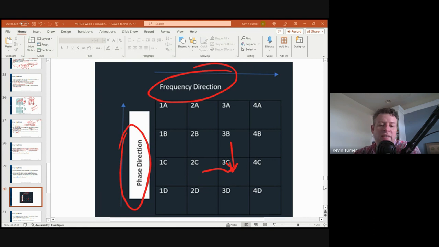Yeah, swapping can also save time. Phase encoding takes longer. So if you have a rectangular field of view, you want the smaller area to be phase, because phase takes extra time and frequency doesn't. So you can save time with that phase and frequency stuff.